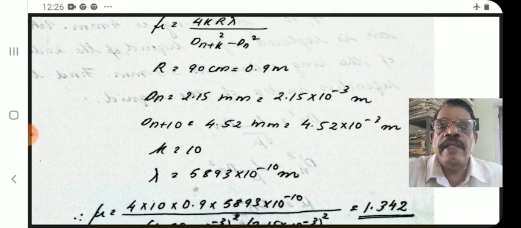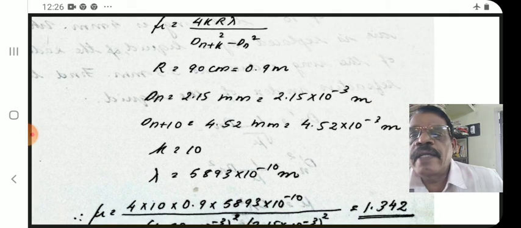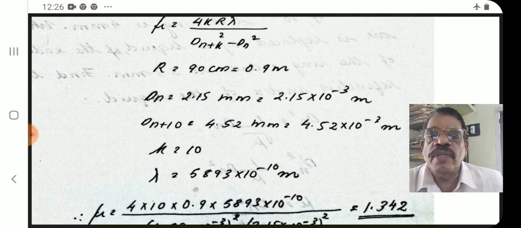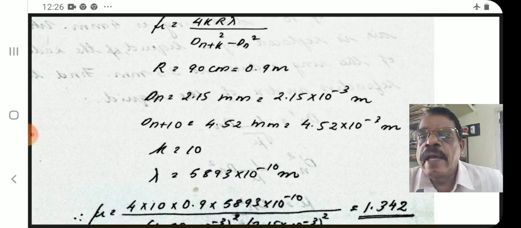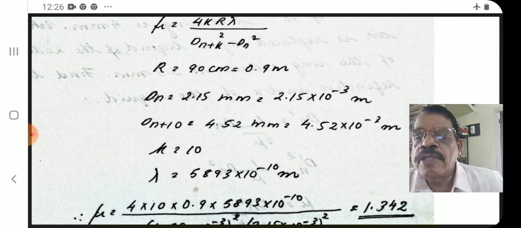R is 90 centimeter, 0.9 meter. dn is 2.15 millimeter, equal to 2.15 into 10 raised to minus 3 meter. dn plus 10 is 4.52 millimeter, 4.52 into 10 raised to minus 3 meter. k is equal to 10.